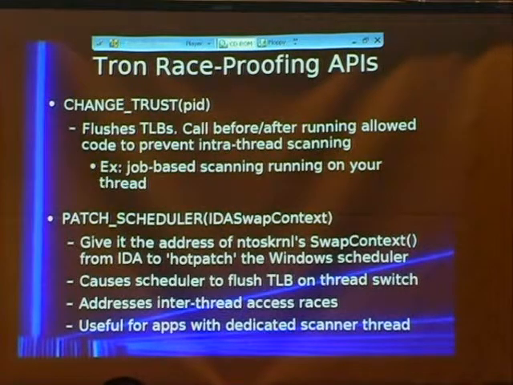So I mentioned ShadowWalker doesn't really deal with race conditions, so that would imply that Tron does. In fact, it does, with a little bit of help from the user. Basically, the idea is you say before and after your hidden code is running, you have the option of calling change trust, which flushes the TLBs and will prevent job-based scanning from being able to detect you running on the same thread. To visualize this, if you have a queue of jobs and you've got your cloaked code, you know that is going to happen in one job, and then you know that the scanner can come before or after you.